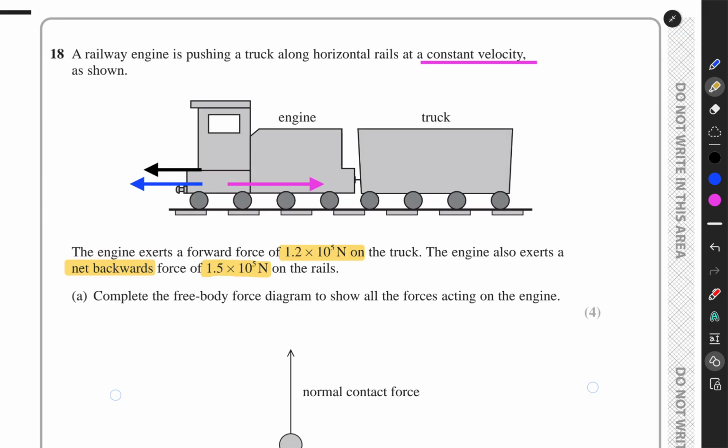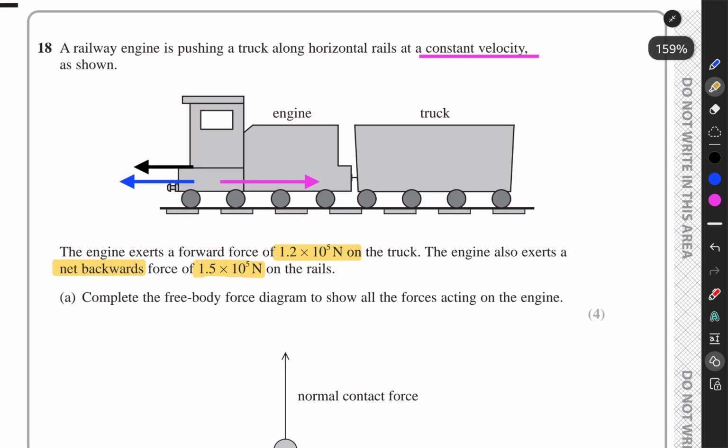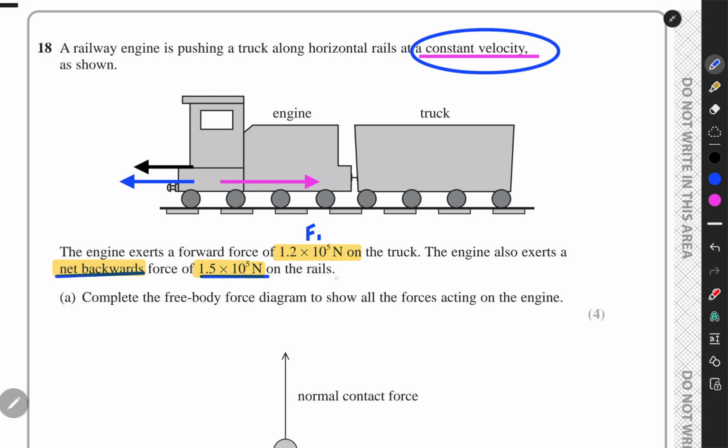Question number 18 is related to a railway engine pushing a truck along a horizontal rail at a constant velocity. This is the most important thing in the entire question: it is moving with a constant velocity. The engine exerts a forward force, let me call it F1, on the truck, and the engine also exerts a net backward force of 1.5 × 10^5 Newton on the trail.